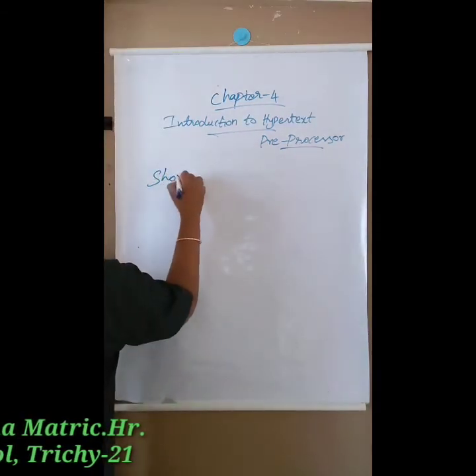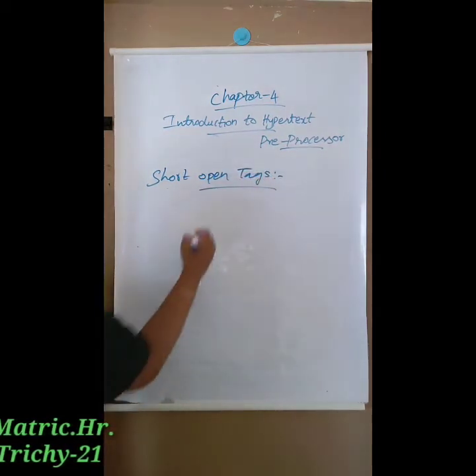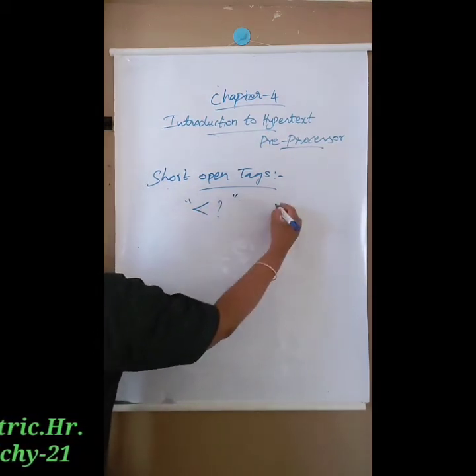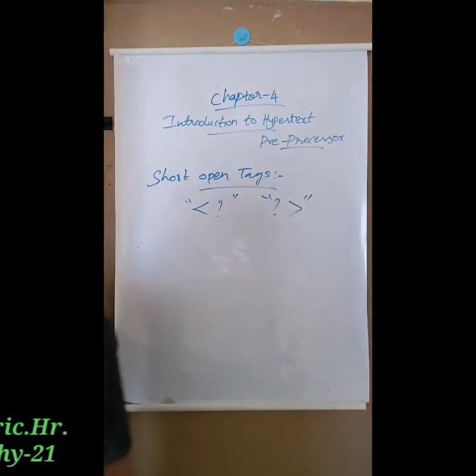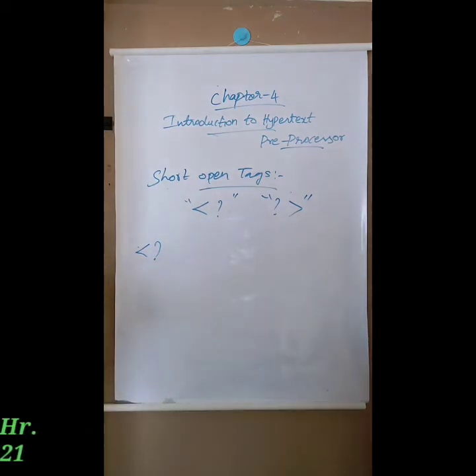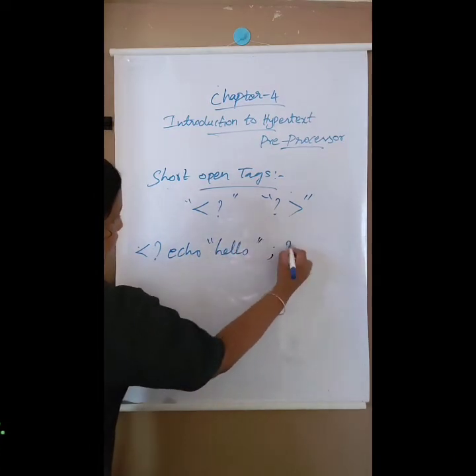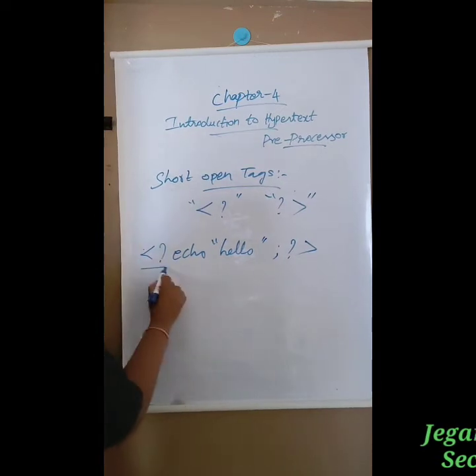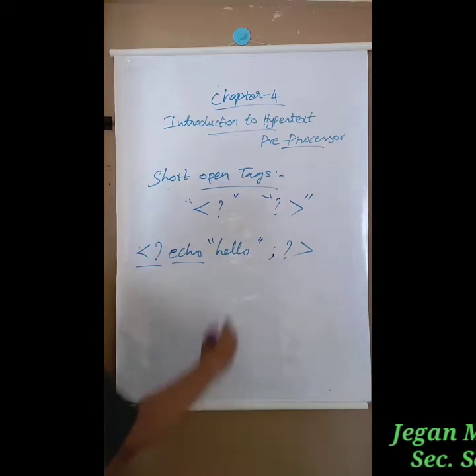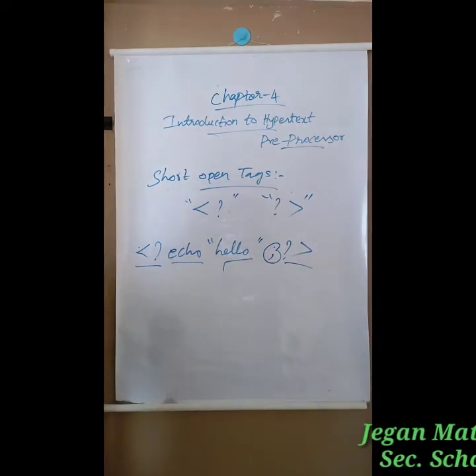The next one, short open tags. Here also, the tag begins with the open tag and question mark, and then ends with the question mark close tag. Now let us see the syntax: open tag, question mark, echo hello semicolon. Already we know that this is a PHP open tag. Then this one is used for one output string. This is called a string. This one is the end of the statement, and the last one is the closing PHP tag.